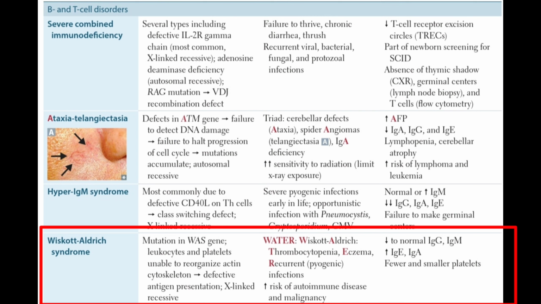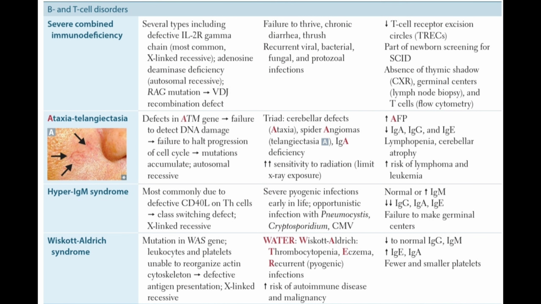The presentation in this syndrome is thrombocytopenia, eczema, recurrent pyogenic infection, and increased risk of autoimmune disease and malignancy. The findings will be decreased to normal IgG and IgM, but increased amount of IgE and IgA. There are fewer and smaller platelets in the patient with Wiskott-Aldrich syndrome.